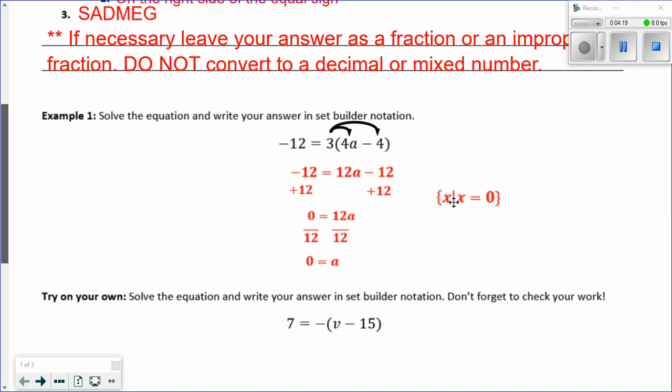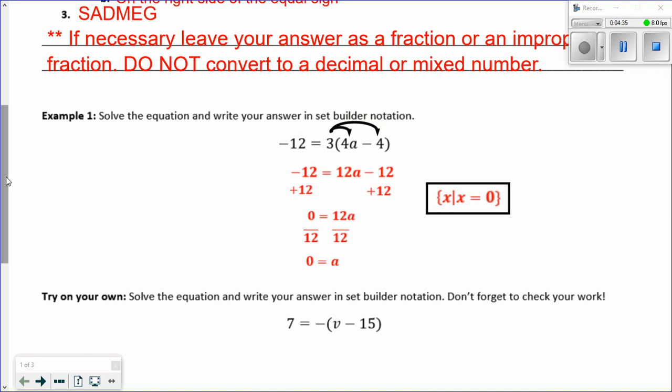You should always use the variable that was given. Okay? I think I made this mistake on all of them. I just started using x. But it should be a such that a equals 0. Okay? And that would be my final answer.